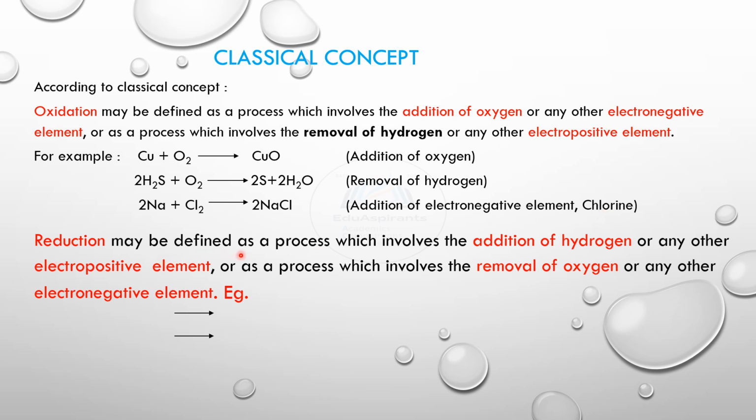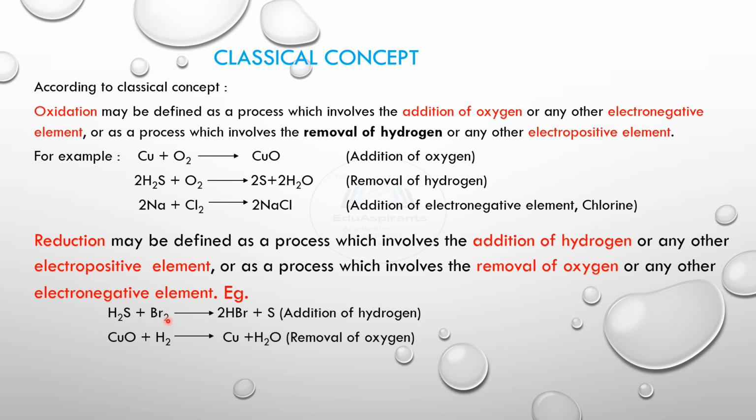Reduction may be defined as a process which involves the addition of hydrogen or any other electropositive element, or as a process which involves the removal of oxygen or any other electronegative element. Example, H2S plus Br2 gives 2HBr plus sulfur. Addition of hydrogen takes place. Copper oxide plus hydrogen gives copper plus water. Here, removal of oxygen takes place.